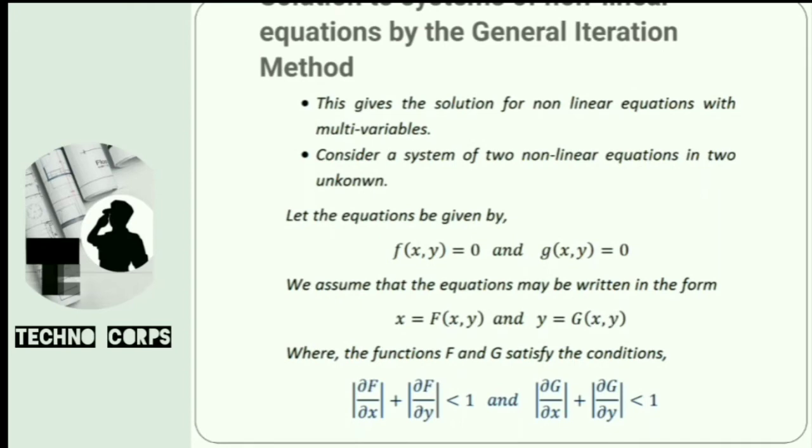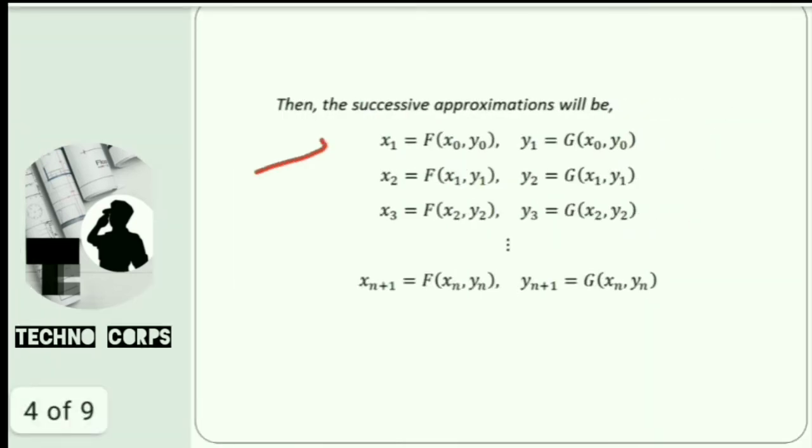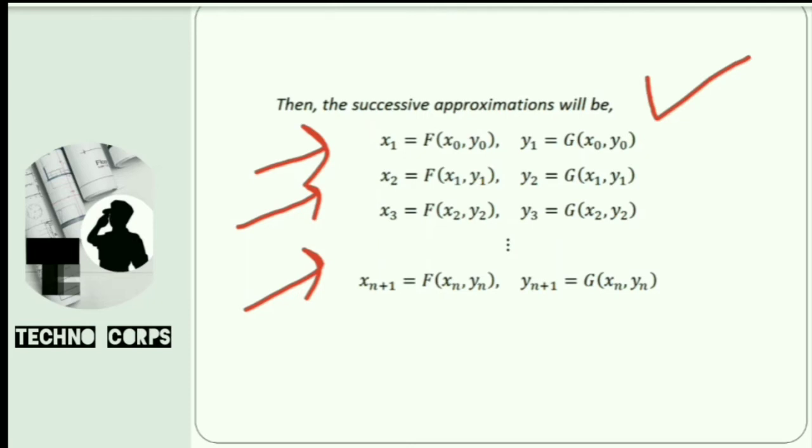Now what will be my next step? If these are satisfied, after that we have to do the iteration process. What is that iteration process? A similar kind of iteration to what we do in the general iterative method. Here also we have to do the same thing but for two variables. So we have to work on two equations.